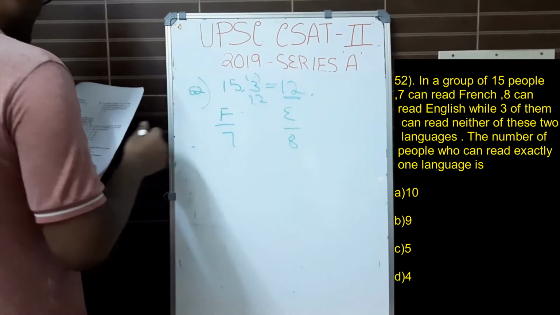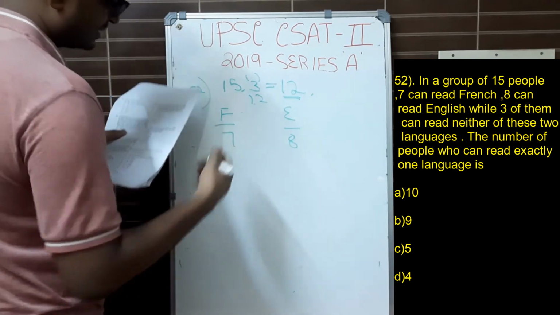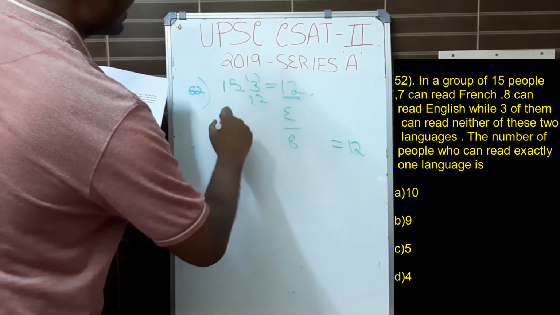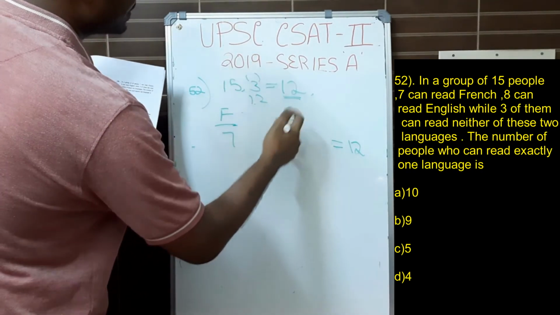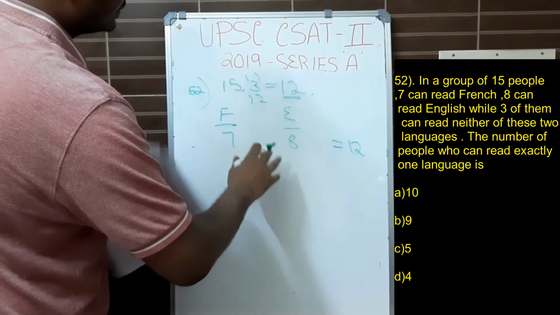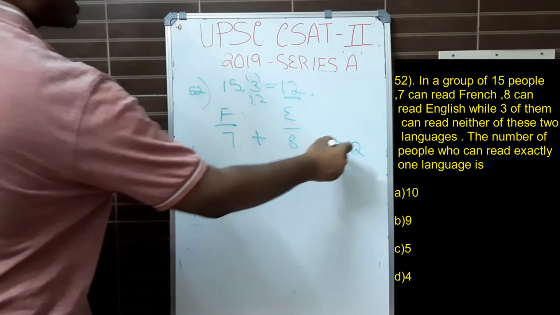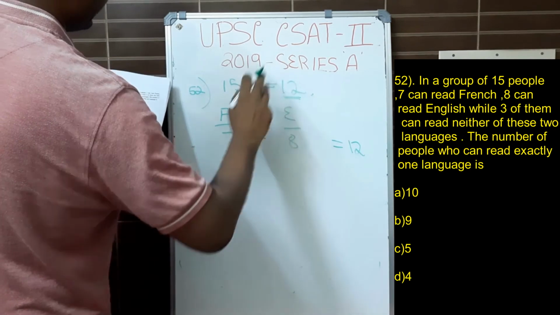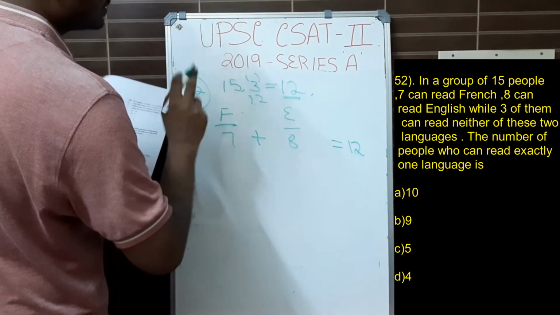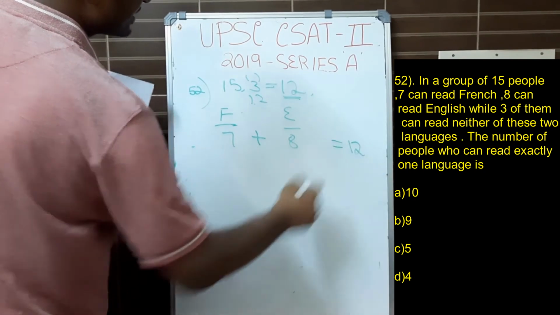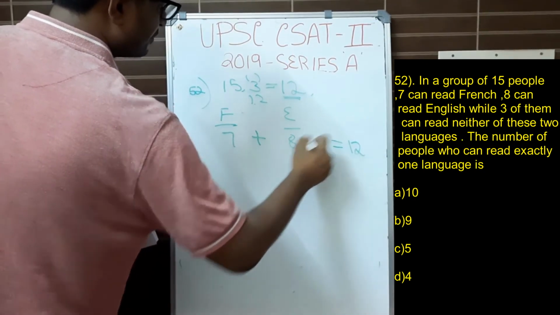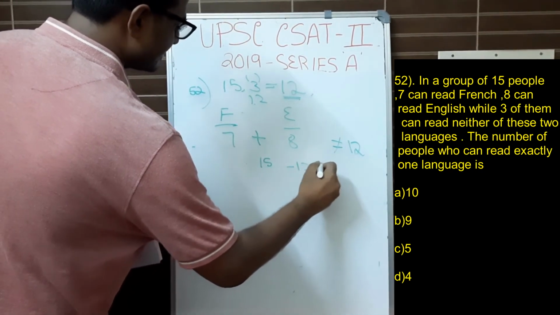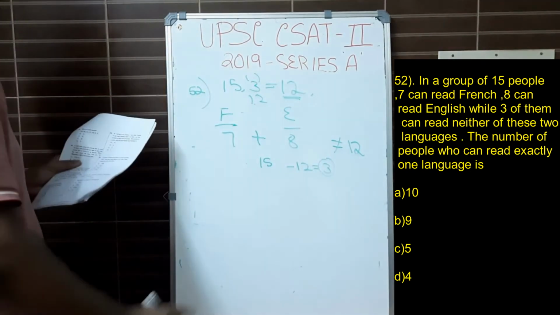The number of people who can read exactly one language is, as I told in the previous problem, so ideally if there is no overlapping between English and French speakers, that is people who speak French alone and people who speak English alone, do not speak both the languages, then this number 7 plus 8 should have been equal to 12, not 15. Okay, 15 because 3 people are useless. They are not reading any of the languages. But we are not getting it as 12, we are getting it as 15. So what we are getting here, that is 15 minus this number 12 is 3. So these are the people who can read both the languages.